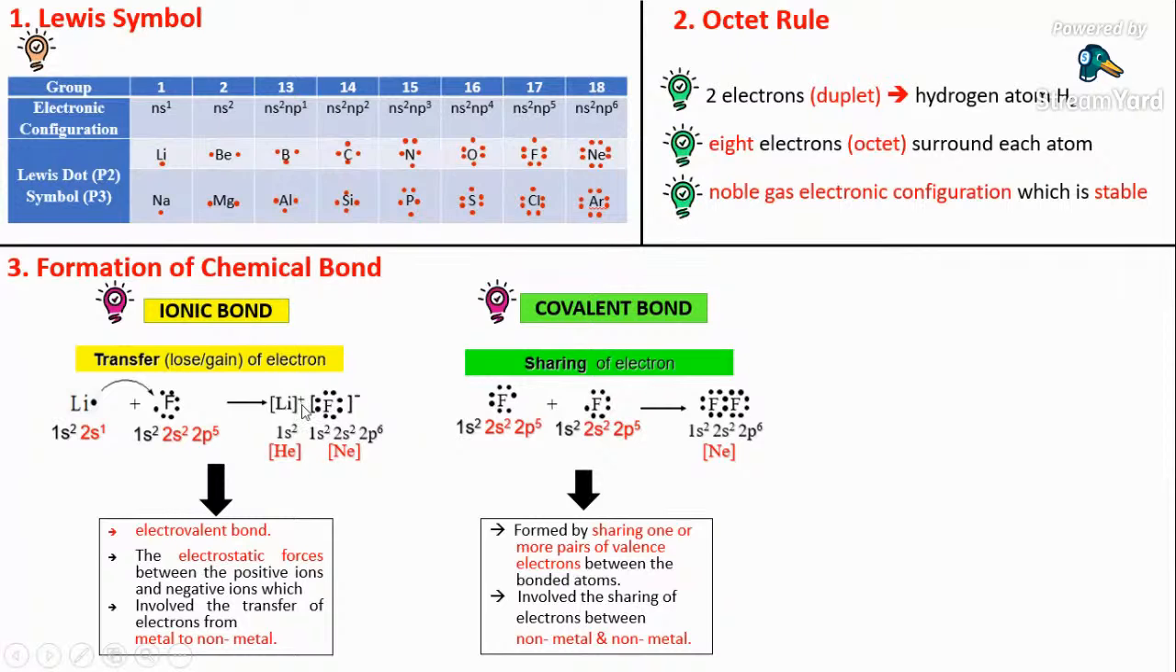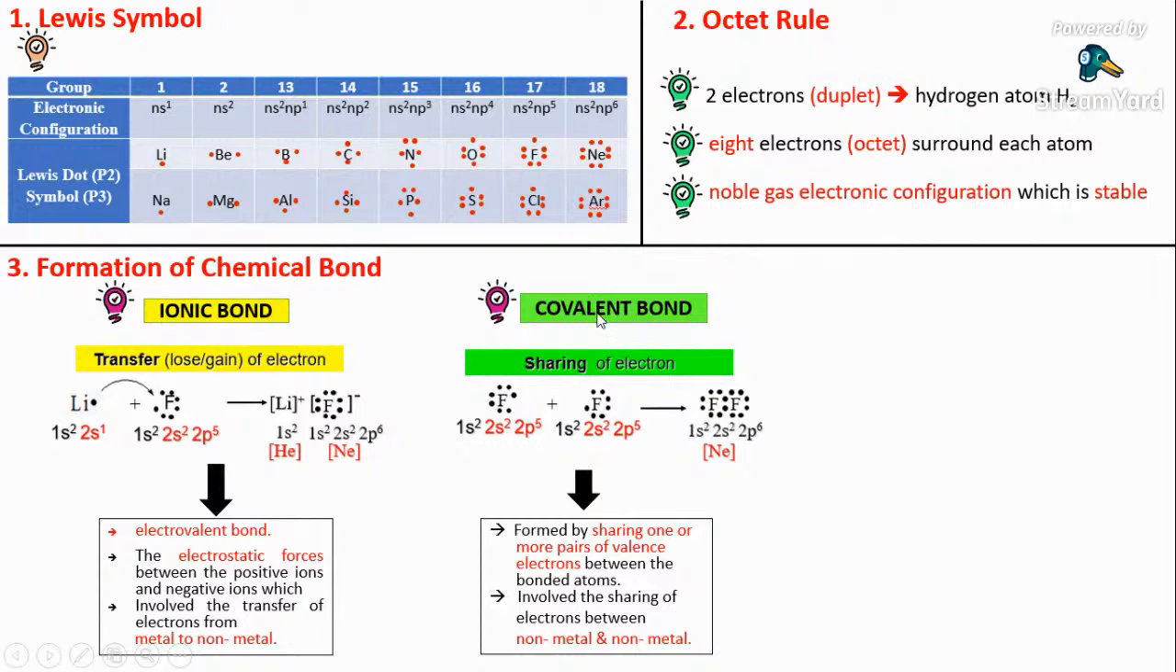So that's why it's a positive ion. The other name for ionic bond is electrovalent bond. And covalent bond is sharing between non-metal and non-metal. Okay, so 2 electrons is equivalent to 1 bond.